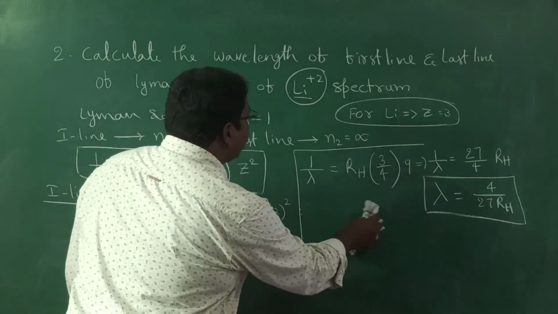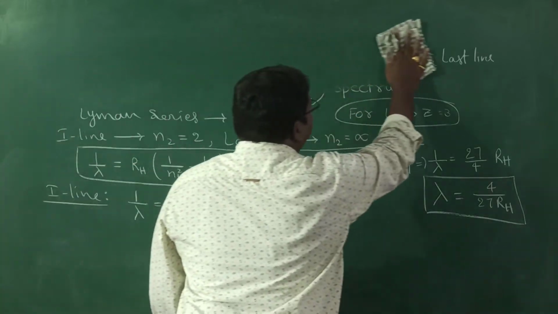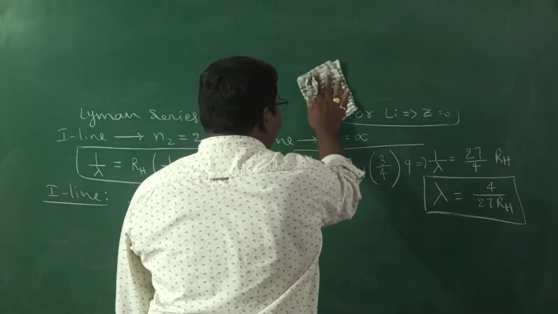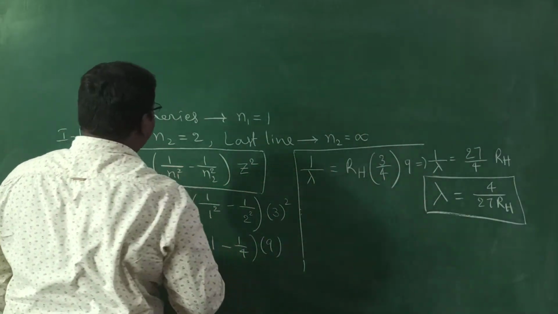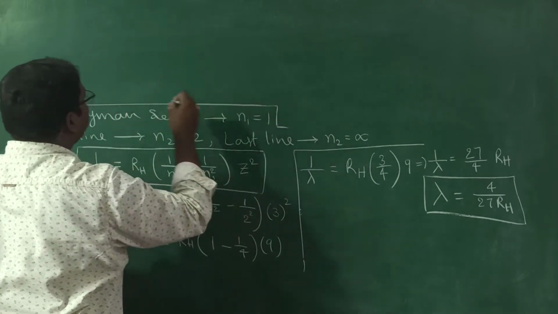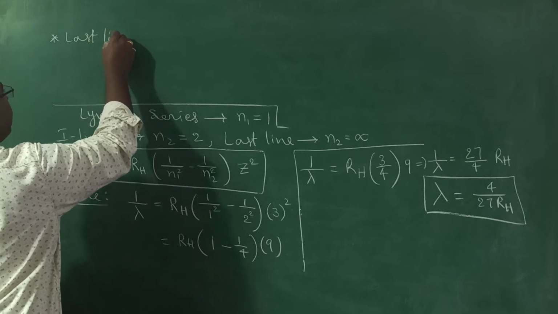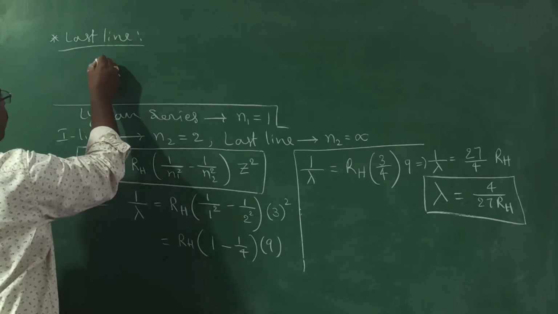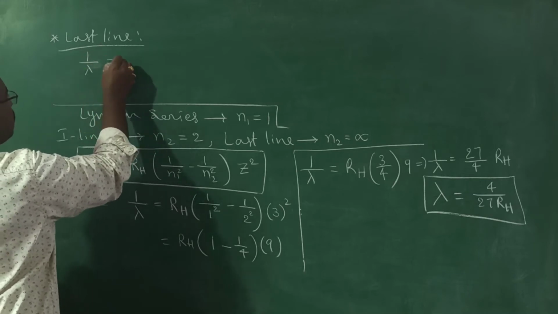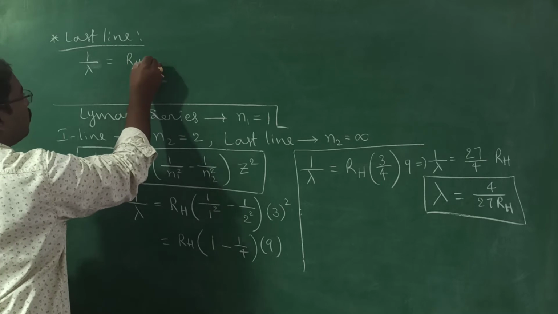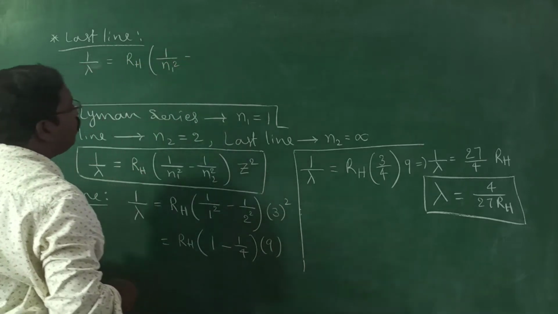Now, in the case of the last line, what did we say? In any series, the last line goes from infinity to the lowest orbit. So now let us calculate for the last line. It is the same formula we are going to use: 1 by lambda is equal to RH into 1 by n1 square minus 1 by n2 square.